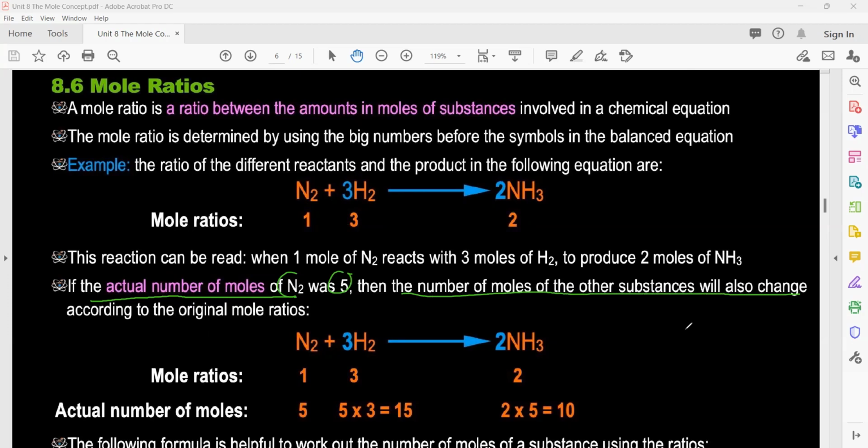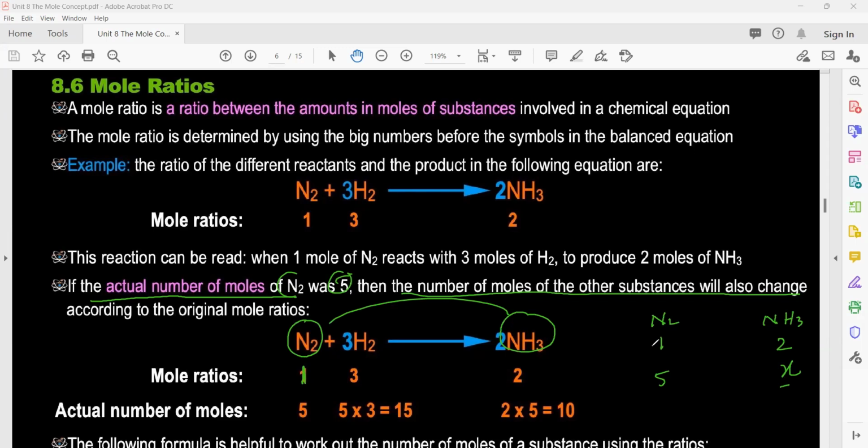Okay, how will you find that one? For example, now compare two things. You want to compare nitrogen with ammonia. Here write nitrogen, here write ammonia. If you have 1 mole of nitrogen, how many moles of ammonia are you getting? 2. But in the exam, they give a situation: how many moles of nitrogen? 5. How many moles of ammonia? You don't know, put X here.